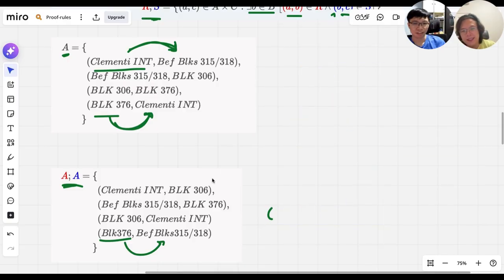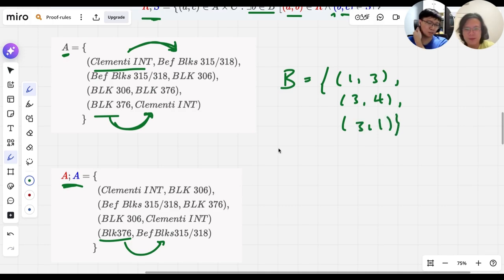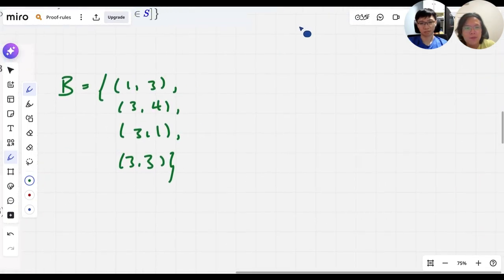So let's do an example. Let's make a different relation. I'll call it B, and let's make up some stuff. One is related to three, and three is related to four. And to make this interesting, three is related to one. What about something related to itself? Three related to three. Okay, so let's look at what B compose B is.